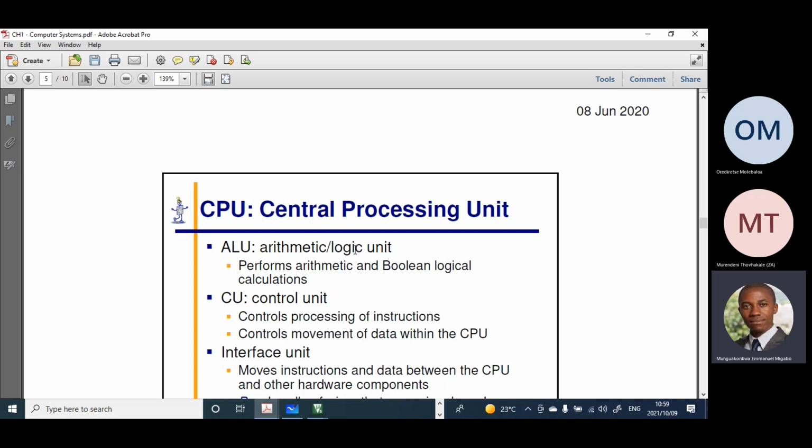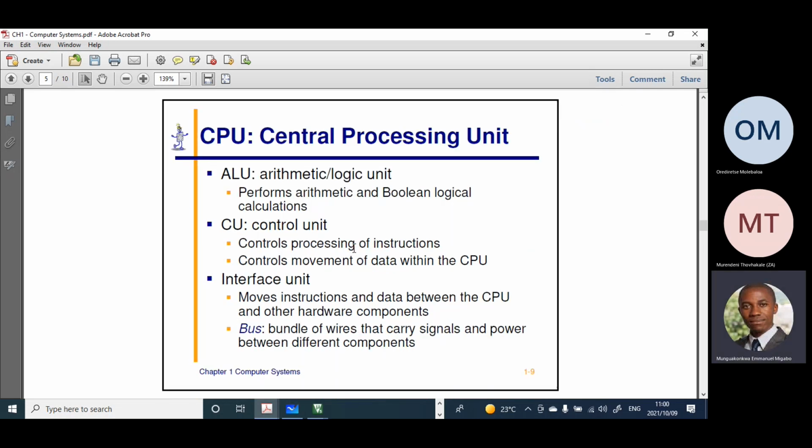When it comes to the CPU, it is made up of an ALU, as we mentioned, arithmetic logic unit, which performs arithmetic and Boolean logic calculations. The control unit, what is the purpose of it? It controls processing of instructions, controls movement of data within the CPU. The interface unit moves instructions and data between the CPU and other hardware components. Other hardware components, of course, involve memory, the I/O devices, etc. So it's thanks to the interface unit that movement is possible.